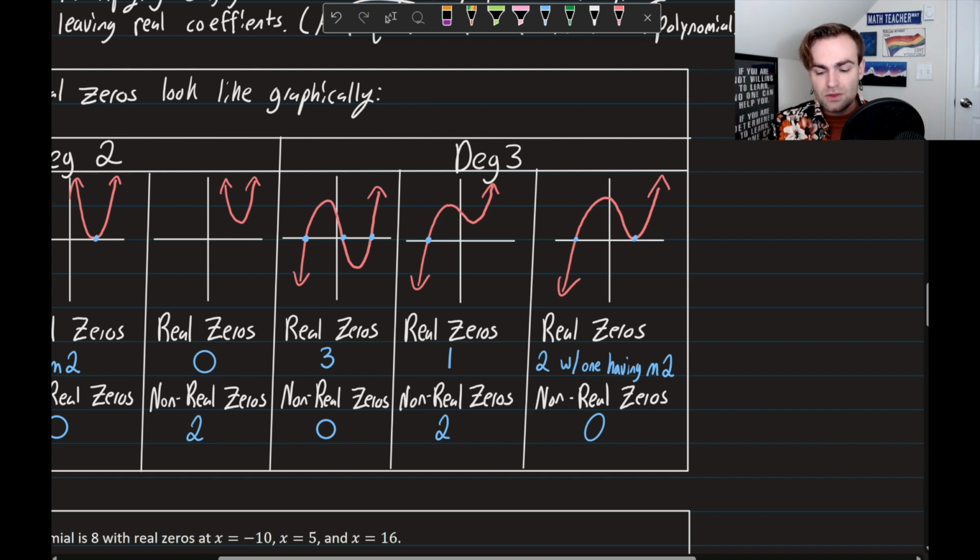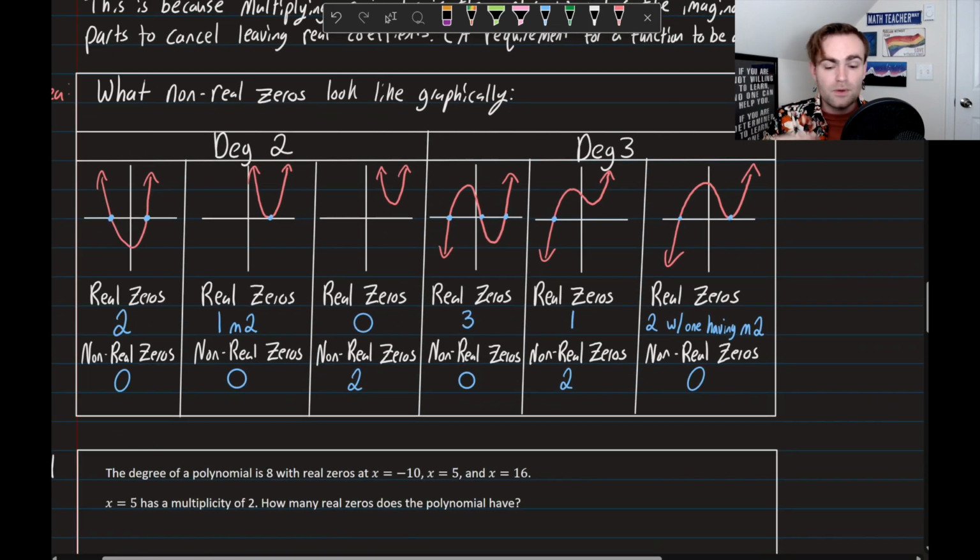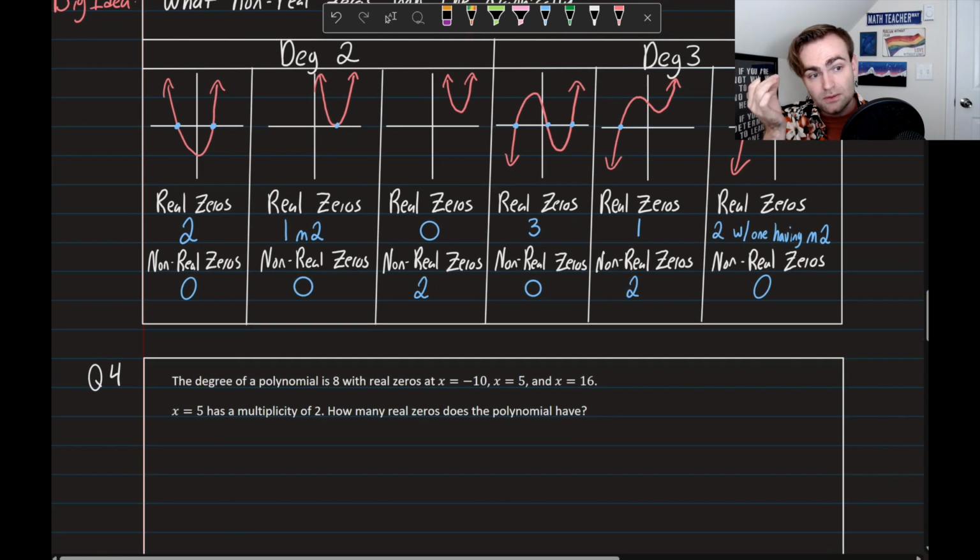So we're either going to have 3 distinct real, 0 non-real, 1 distinct real, 2 non-real, conjugate pair, or we're going to have 2 distinct real with one of them having a multiplicity of 2. And you can continue that chart and make even more complex looking polynomials for degree 4 and then degree 5, but degree 2 and 3 are the ones that are more common, so it's good to have an idea of what that looks like graphically.